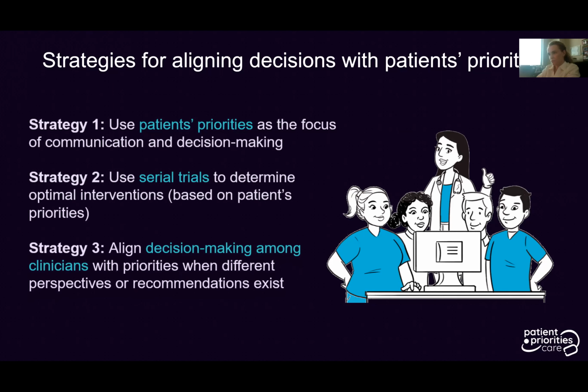So strategy three is to align decision-making among the different clinicians who are part of the team with the priorities. Even though we have different perspectives or recommendations, we can try to align those recommendations among ourselves as a team by focusing on whether or not we're achieving the priorities that matter most to the patient. These strategies are probably obvious to you, and you've probably done some of them on your own and just didn't really think about it as a formal strategy. But we think that this is the way to do it more explicitly, in a more structured manner than you've probably done before.